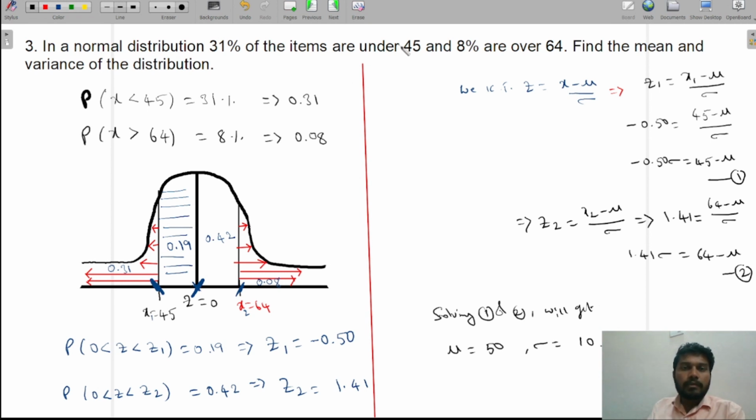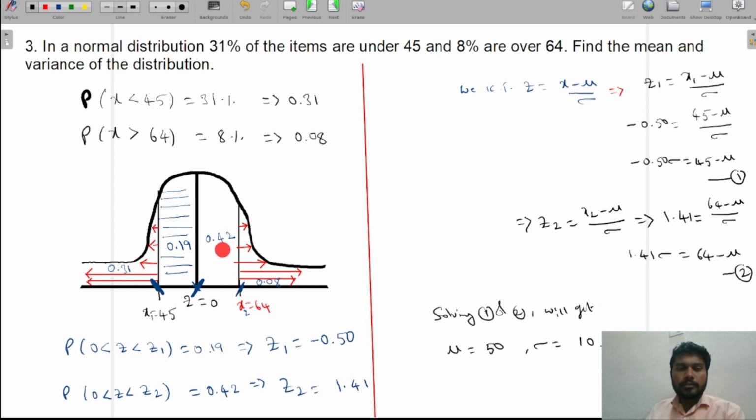Given the word under, I wrote less than here, so for less than, your area is towards the left side, because of the less than symbol. Okay, area towards the left side. And here having a greater than for above, it is nothing but the area towards the right side from the line. Simply I'm telling you. Then after identifying 0.31 and 0.08, what is the empty area for this? 0.19. So what about this empty area?